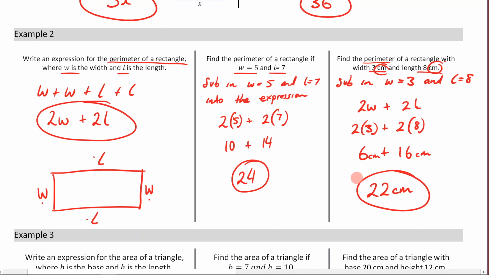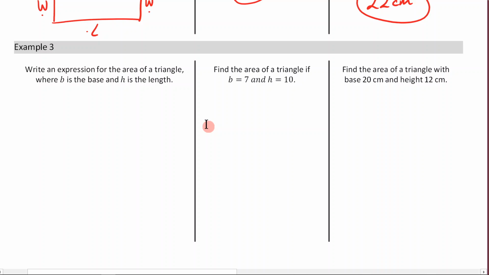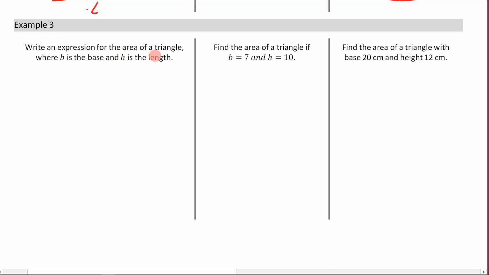So what are we doing here? As you've seen in these 2 examples, we're first creating an expression, and then we're substituting in values to find our answer. Perfect. Let's do another one here. You might want to pause the video and see if you can do this one for yourself. It says write an expression for the area of a triangle where B is the base and H is the height. Again, you might want to quickly do a bit of a sketch of what's going on here. We have a triangle. It has a height of h, and it has a base of b.